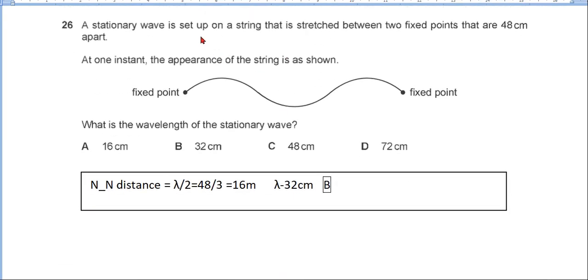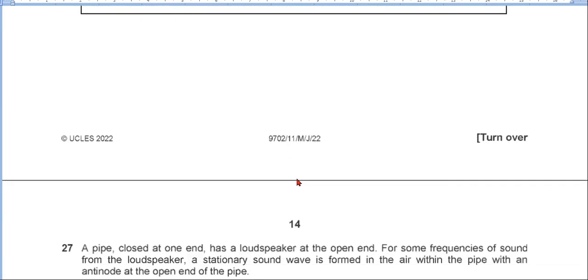A stationary wave is set up on a string that is stretched between two fixed points that are 48 centimeters apart. At one instant, the appearance of the string is shown. What is the wavelength of the stationary wave? Node to node distance is half of the wavelength. So if we divide 48 by 3, we get 16 centimeters, then lambda itself will be 2 times more, 32 centimeters.